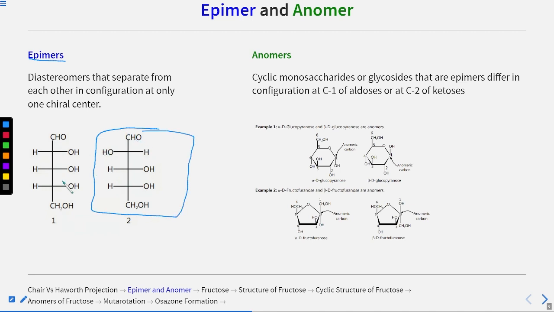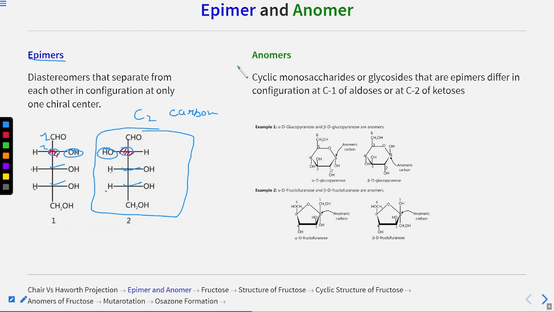Now you can see here that this and this center have the same configuration. H is on the left, H is on the left, H is on the left, and H is on the left, while OH is on the opposite side for both of the carbons. But for this center, we have OH on opposite sides. In this case, OH is on the right side, and in this case, OH is on the left side. So they both are epimers with respect to C2 carbon. Why C2? Because this is first, this is second. So they are epimers with respect to C2 carbon. Clear?